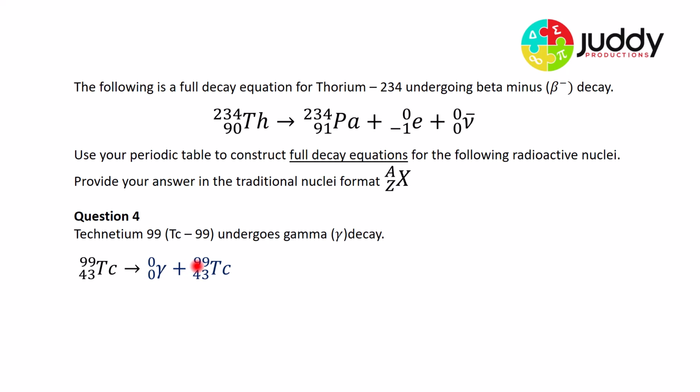And accordingly, there is no change in the actual structure of our daughter product. The parent nuclei and the daughter nuclei are exactly the same. The only difference is this is now a stable arrangement, whereas this was an excited or an unstable arrangement. 1 mark for the gamma symbols, including the zeros, and 1 mark for the correct identification of technetium.